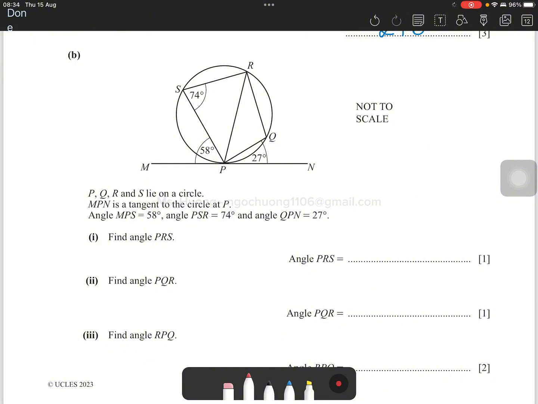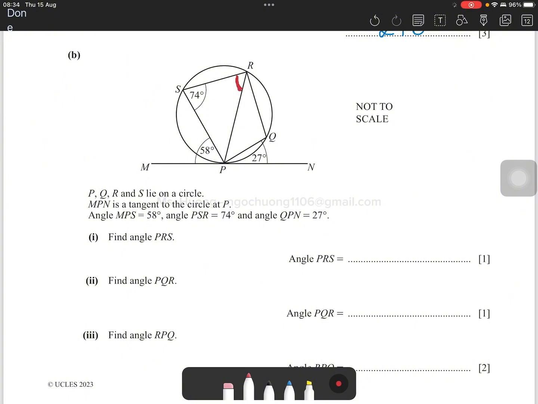Question B. P, Q, R and S lie on a circle. MPN is a tangent to the circle at P. Angle MPS is 58 degrees. Angle PSR is 74 degrees. And angle QPN is 27 degrees. 1. Find the angle PRS. PRS is this red angle.